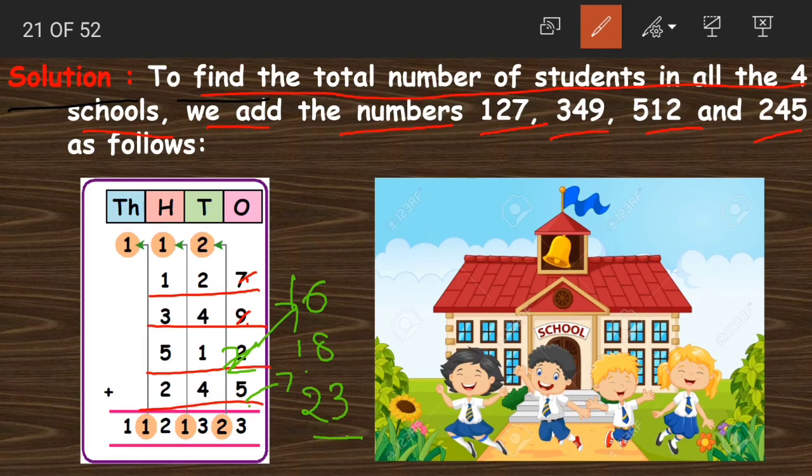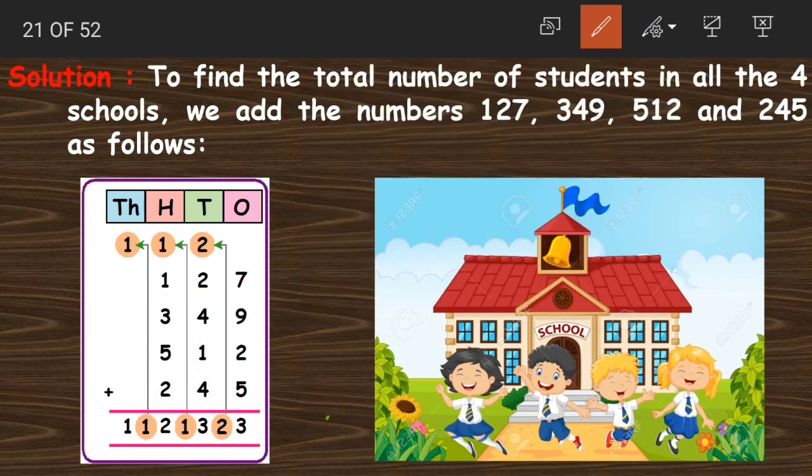Now what will we do with this 23? 3 is in the ones place, so we are writing it here. 2 is in the tens place, so we are carrying it to the next digits. So we got 23, 3 is written here and 2 is carried.